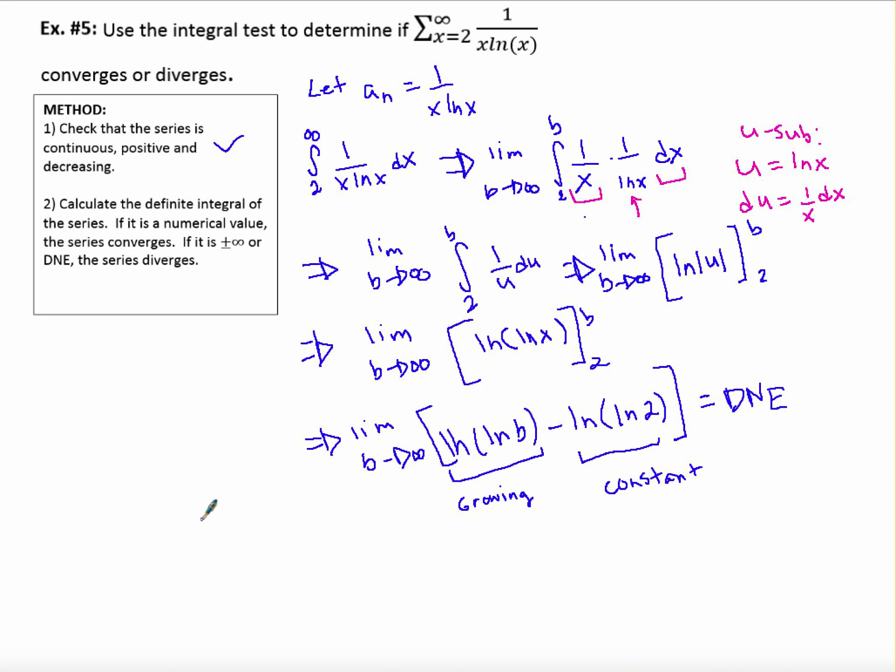What does that tell us? Well, if we go back to the integral test, if the integral from 1 to infinity, or in this case 2 to infinity, is divergent, which is what this means when the integral does not exist, then the sum of the series does not exist as well. So hence the series diverges.